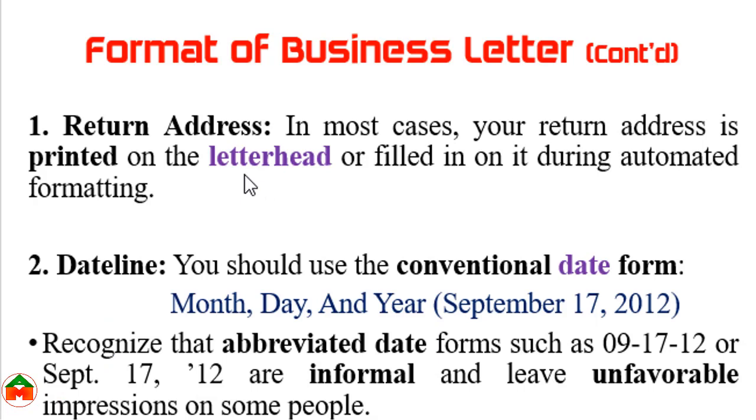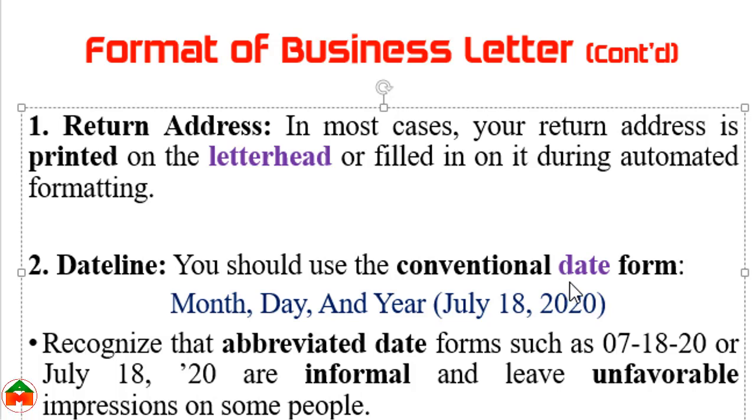The first part is letterhead, which is used as a return address. Generally, the letterhead or return address is printed in the upper side of a letter. The second part is date. Conventionally, you can write the date as month, day and year. Here is an example, July 18, 2020. But you can also write the date in an abbreviated form like 07-18-20 or July 18-20, but short form is informal and unfavorable.